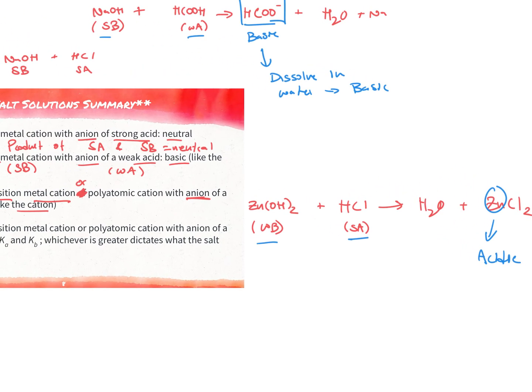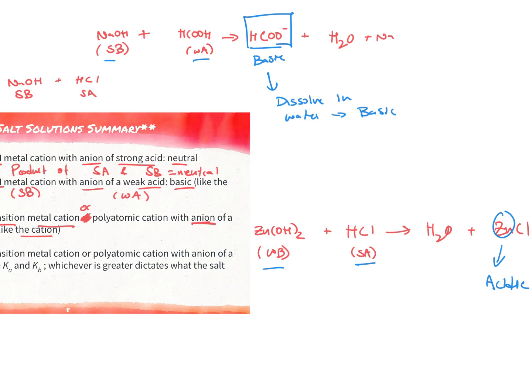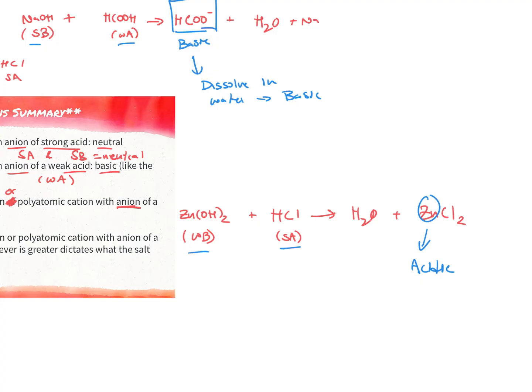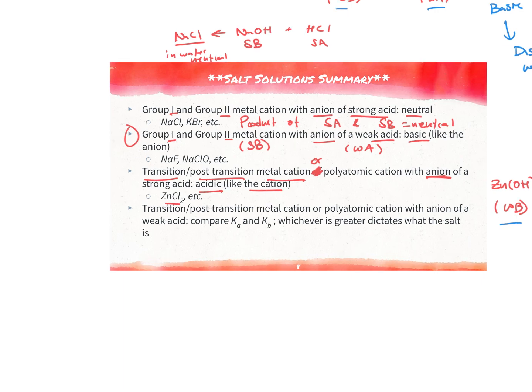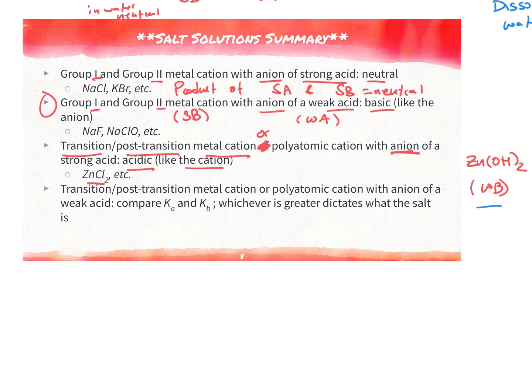But depending on if I get a salt from either a strong base with a weak acid or a strong acid with a weak base, the resulting salt will make the water acidic or basic depending on the one that is strong. The strong one always dominates. The last case here, and again, you should refer back to this if you're doing practice problems and find that you're confused on which salts are going to make water acidic or basic, refer back to this summary.